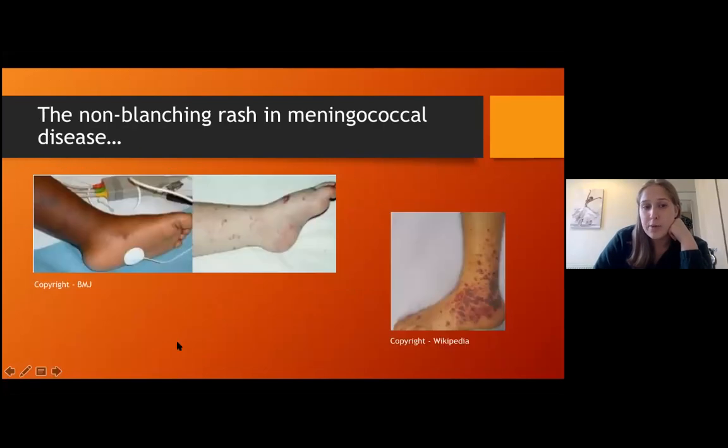So this is the rash we've been talking about. There's just a few different images of it there. It's like a purpley rash, and it doesn't blanch when you press on it with glass. So I'll just let you look at those for a second.